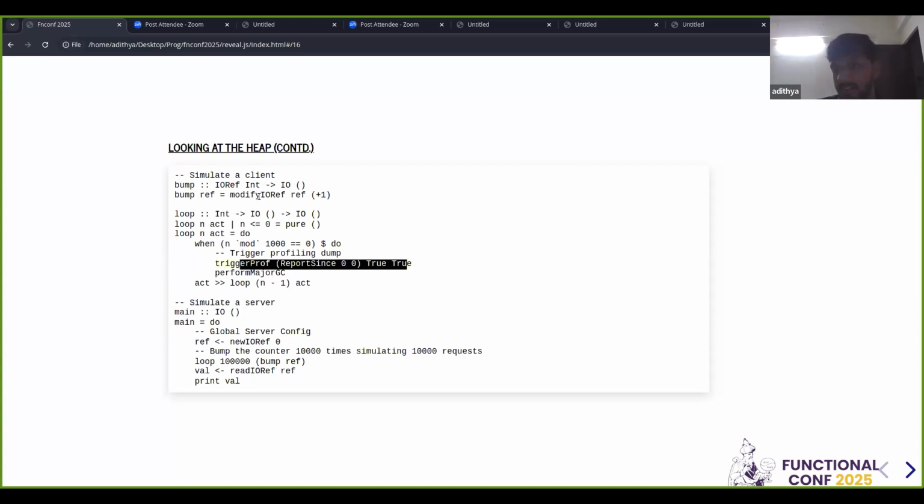Also, we have intentionally introduced a memory leak here. So modifyIORef will cause a memory leak. This is not a strict function. This is a lazy function. So these +1 thunks will get accumulated and they will become huge. And we are looping this 100,000 times, right? So now we look at the heap dump that we get after compiling and running this.